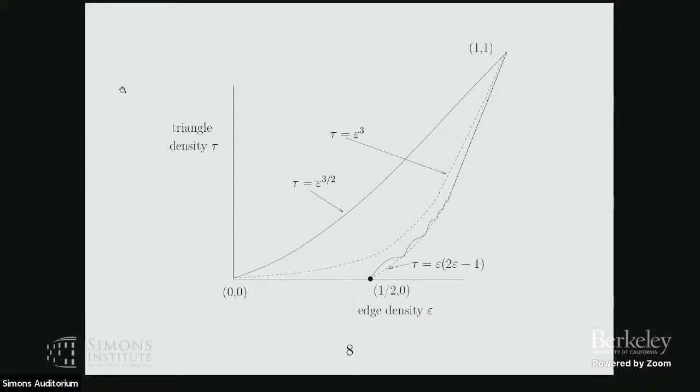Okay, so this is all done. This is all done by 2012. They knew what the accessible region is. They knew what the boundary was. They knew what the graphs are that achieve those boundaries. This is all done 2012.